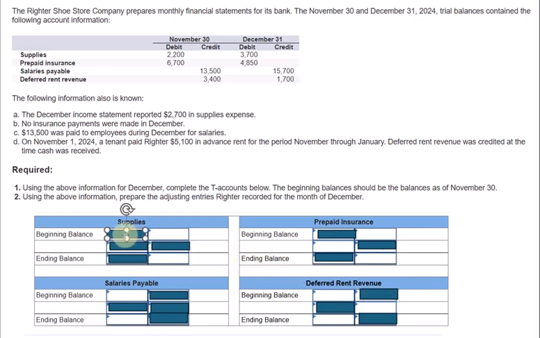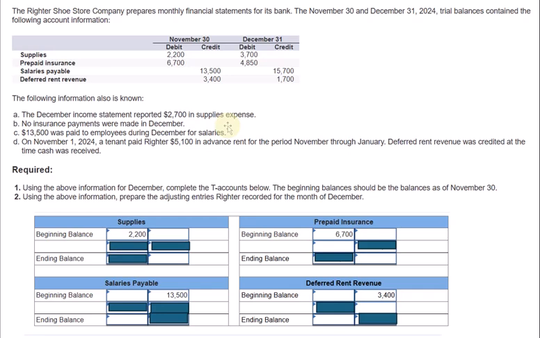Now, beginning balance for supplies is given as $2,200. So if I eliminate that block, we see the $2,200. The beginning balance for prepaid insurance, $6,700. That's also a debit, so it goes on the left side. Salaries payable, which is a liability account, has a credit beginning balance of $13,500. Let's bring that to light. And deferred rent revenue had a credit balance of $3,400. Okay, there's our $3,500 and the $3,400. So that's the beginning balance.